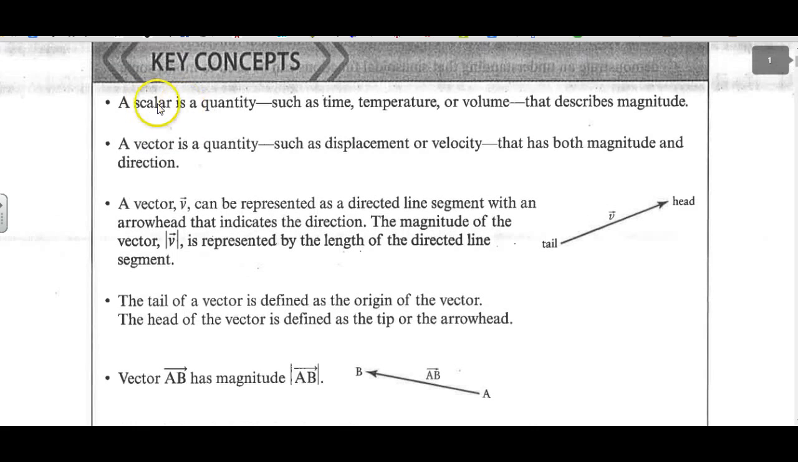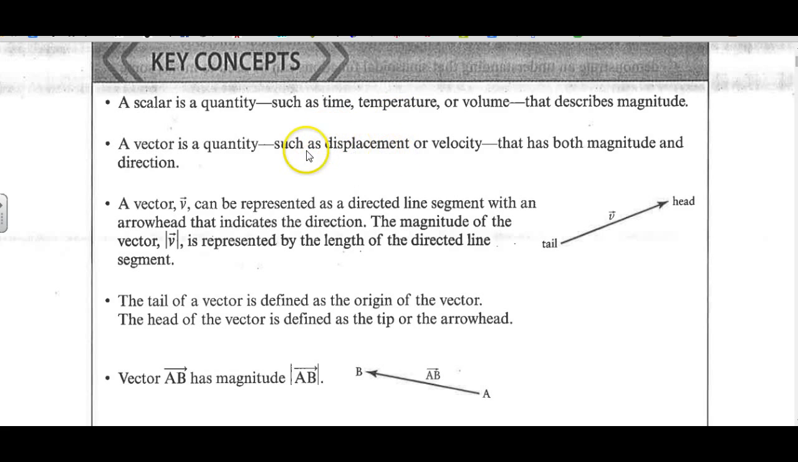Scalar, I skipped over it, but a scalar is just a quantity that has just a size. The temperature is 8 degrees. It's not 8 degrees towards the north or coming from the south, it's just 8 degrees. Volume is 3 liters of milk. It's not 3 liters of milk west. It's not 3 meters of milk to the right.